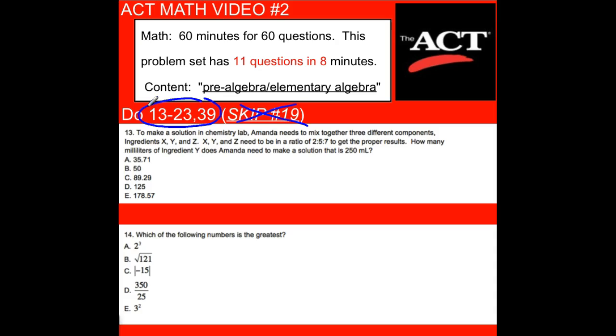Someone in the room should set a timer or a phone for 8 minutes, and then pause this video. At the conclusion of those 8 minutes, start the video up again to see the solutions.